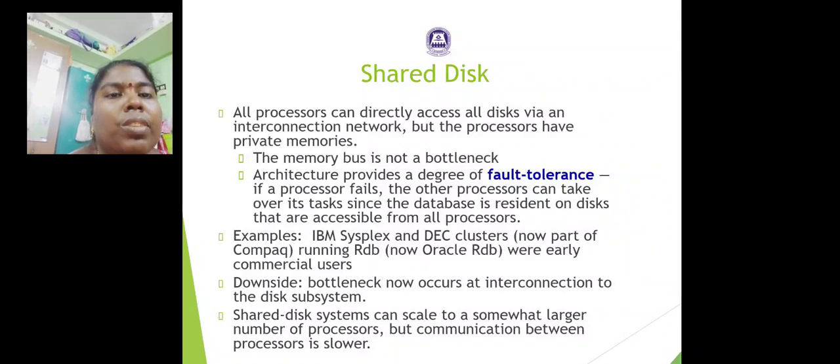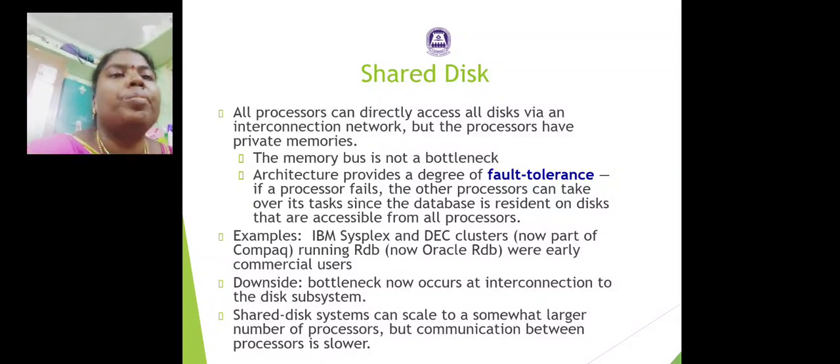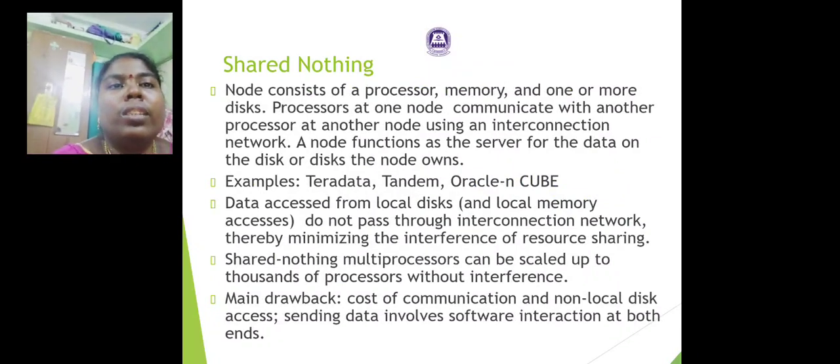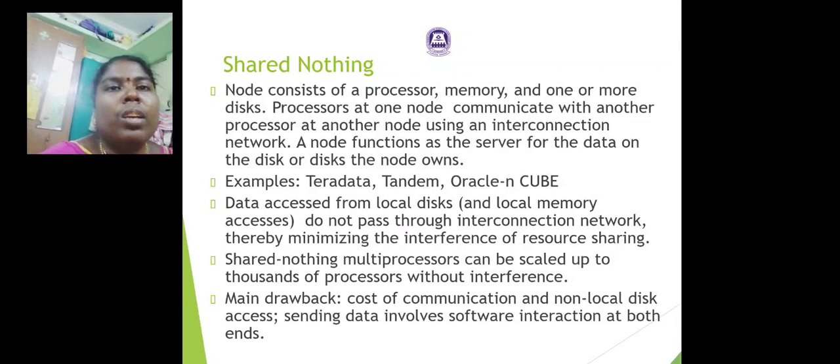The main disadvantage is the interconnection to the disk subsystem. A shared disk system can scale to a somewhat larger number of processors, but communication between processors is very slow. Next we move on to shared nothing. Here a node consists of a processor, memory and one or more disks.